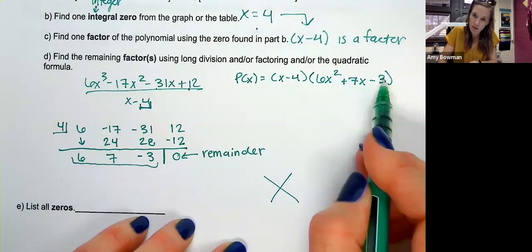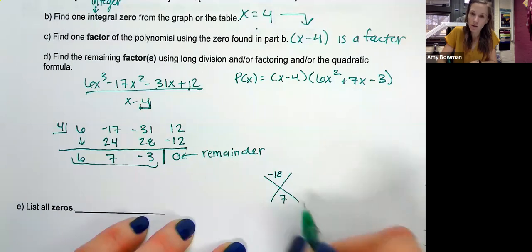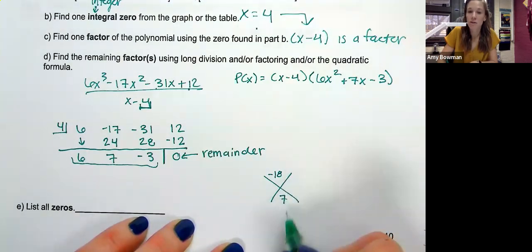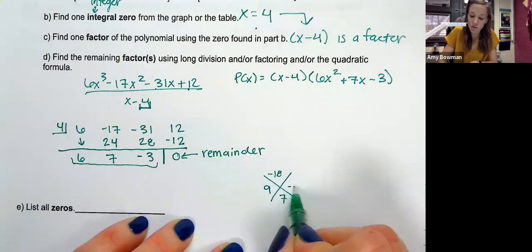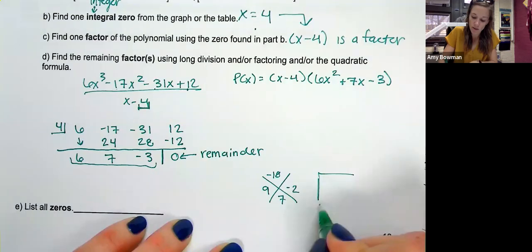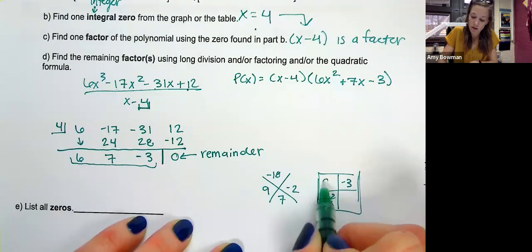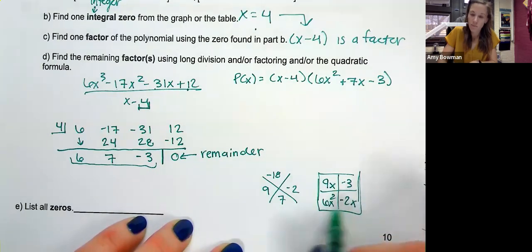So 6 times negative 3 is negative 18. 7 here. Well, it multiplies to negative 18 and adds to 7. That would be 9 minus 2. And then since my leading coefficient was not 1, we're going to need an area model as well. So I've got 6x squared, negative 3, 9x, minus 2x.